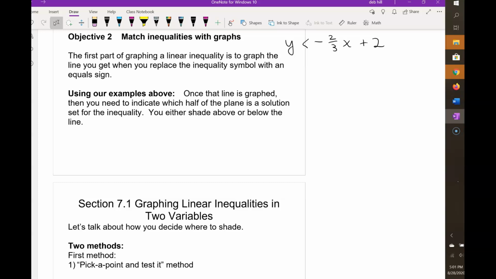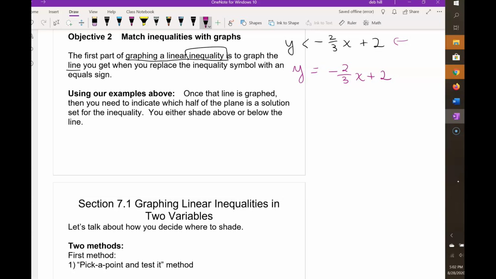So the first part of graphing a linear inequality is to graph the line that you get when you replace the inequality with an equals. So for example, if I put y equals negative 2/3 x plus 2, that's the graph I would start with to graph this inequality. So I would use the slope-intercept method, and we'll review that.